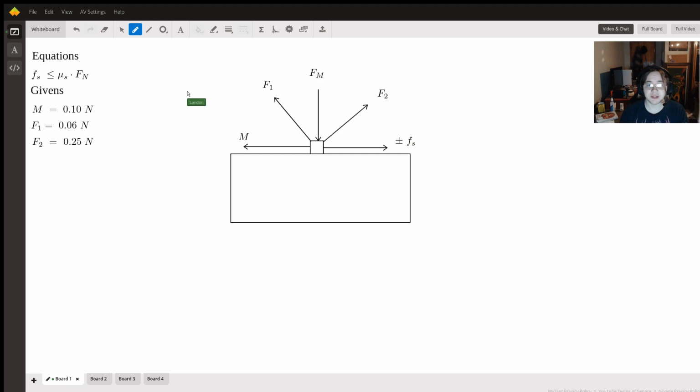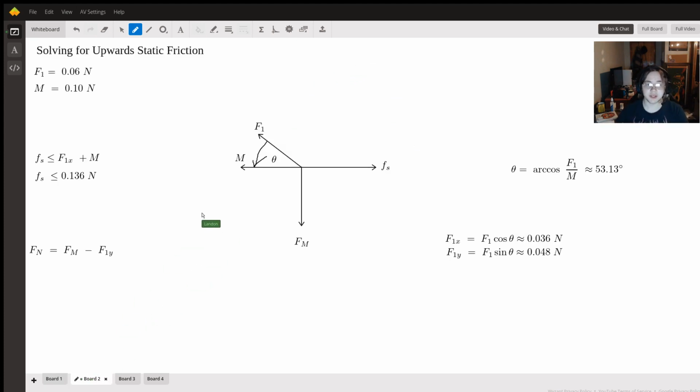The big equation we need for this problem is our static friction equation. We are given the weight of the magnet, the force necessary to push it down, and the force necessary to push it up. So these are all the forces here: force to push down, force to push up, the frictional force, which could be up or down depending on which direction we're pushing, the weight, and of course the force of the magnet onto the refrigerator.